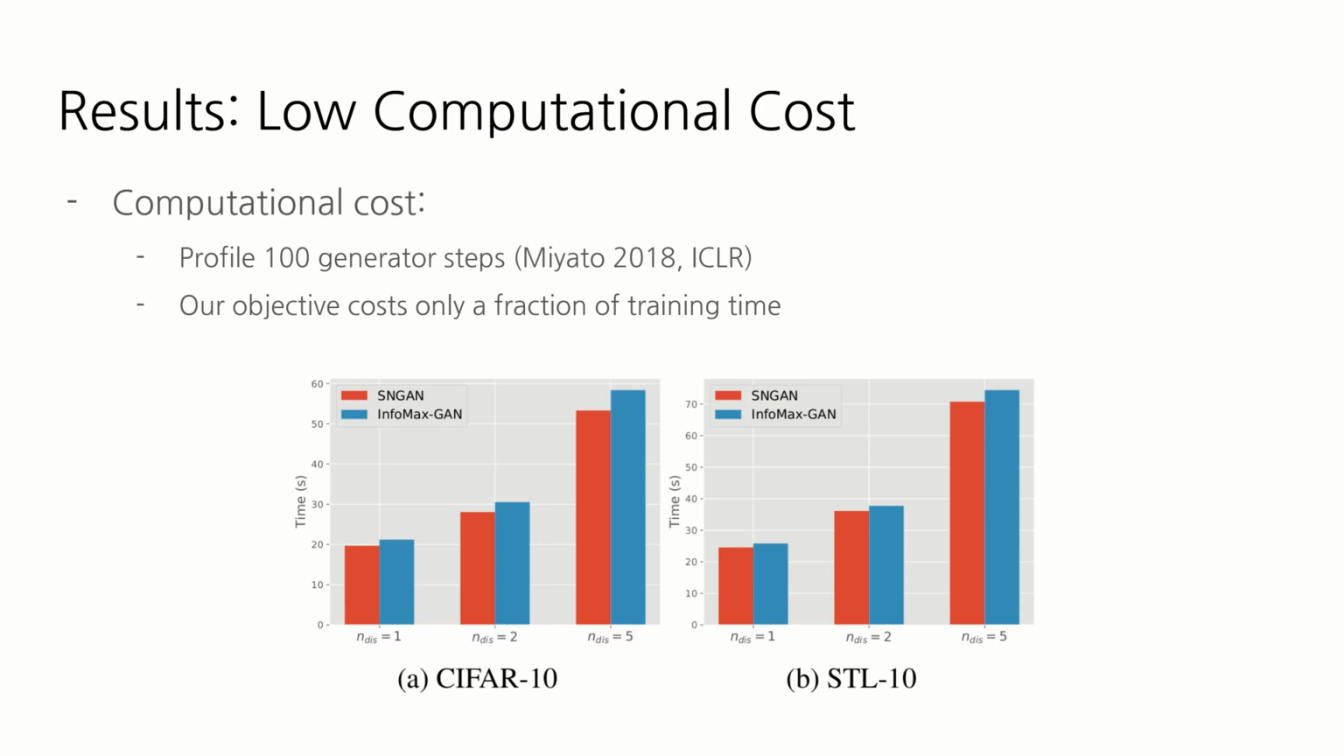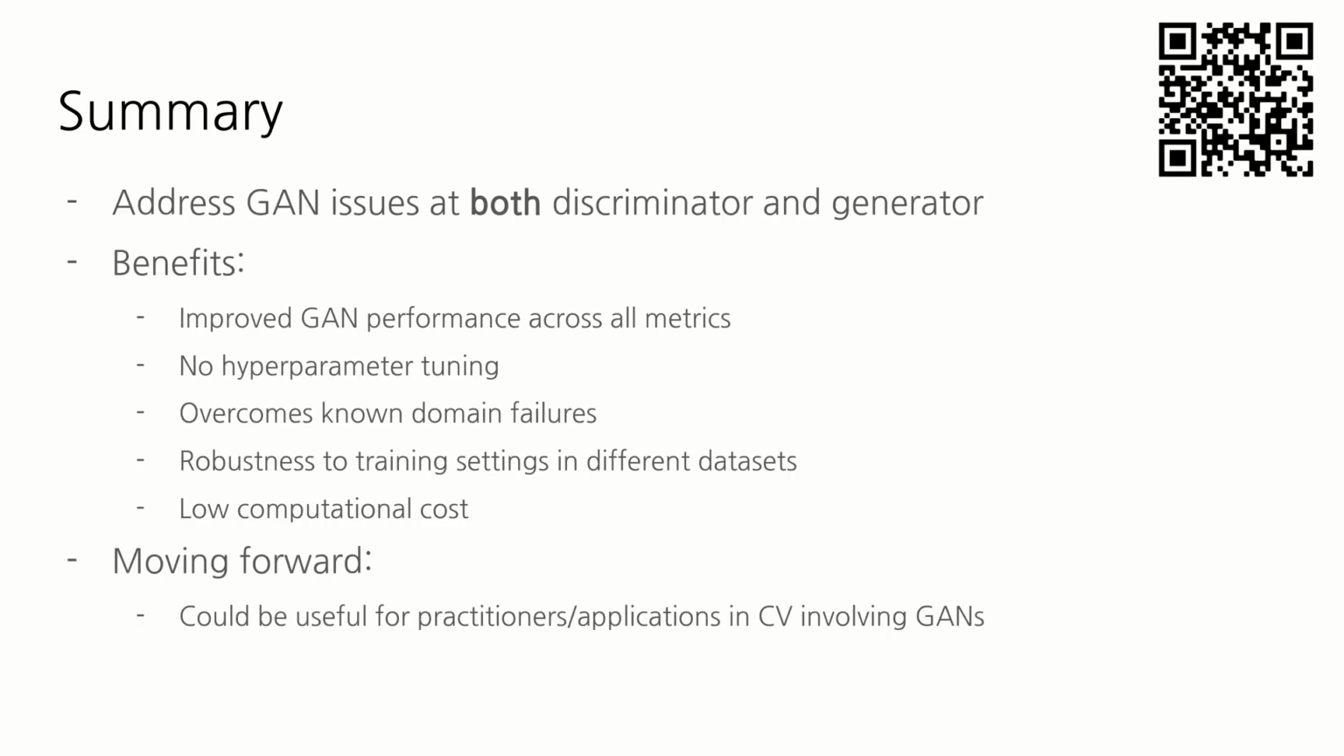Finally, when profiling the time taken for 100 generator updates, we show our approach has very low computational cost compared to the main bottleneck in training time. In summary, our approach addresses problems at both the discriminator and generator, and through doing so, we demonstrate a wide range of benefits compared to the state-of-the-art works.